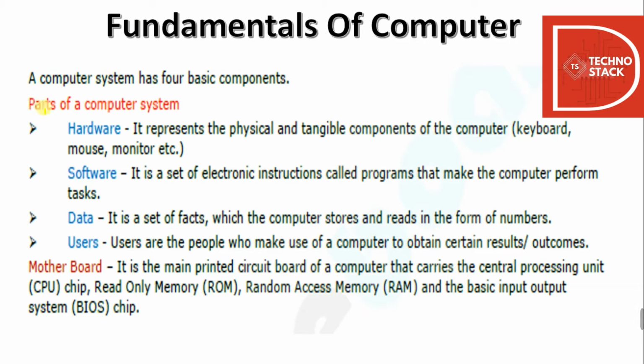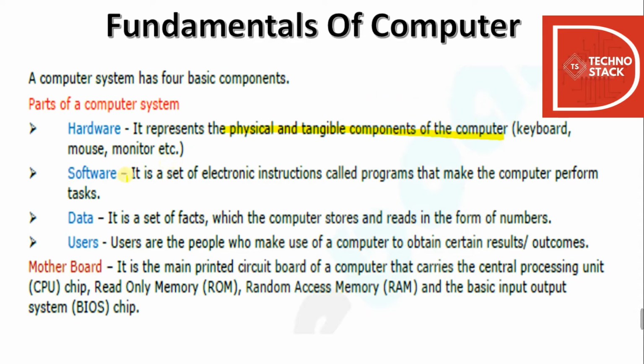A computer system has four basic components, as we all know. The basic components of a computer system are hardware, software, data, and users. Hardware represents the physical and tangible components of the computer: the keyboard that you use to give the input, the mouse, monitor, etc. Then we have input devices and output devices. Keyboard, mouse, and scanner are input devices; speakers and monitors are output devices. This you should know.